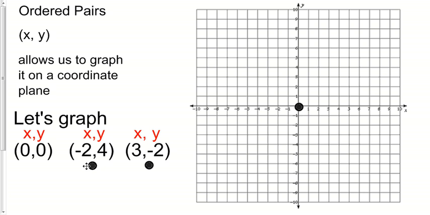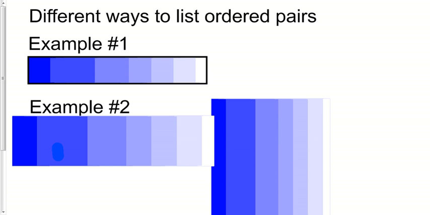Negative 2 is our x value of the second one, so we move to negative 2. Then we see that we need to go to positive 4, so we go straight up to positive 4 and we let it stay there. Now this last ordered pair is positive 3 for the x value, and the y value is negative 2. And we're done. We've now graphed 3 points successfully on the coordinate plane.